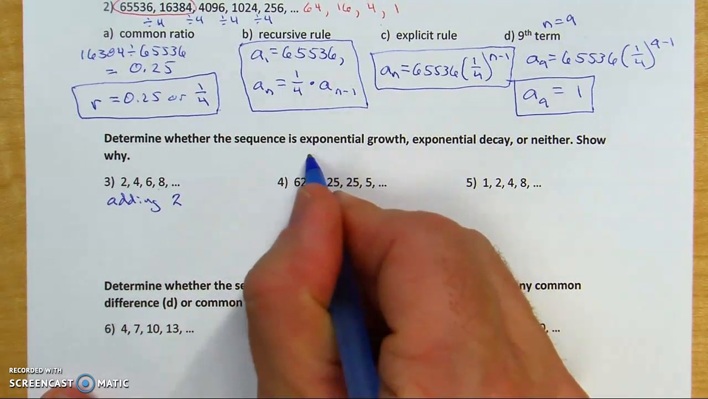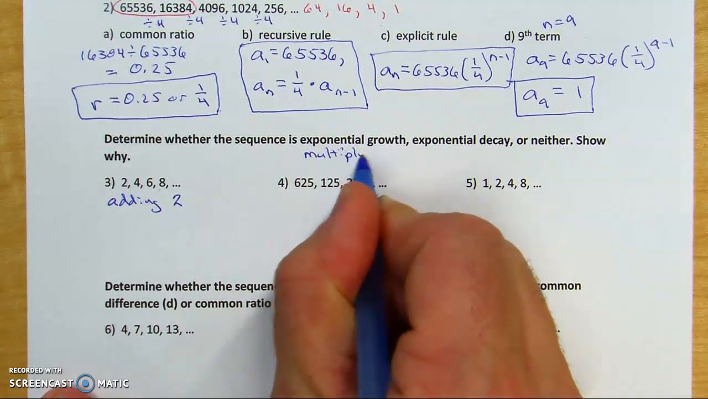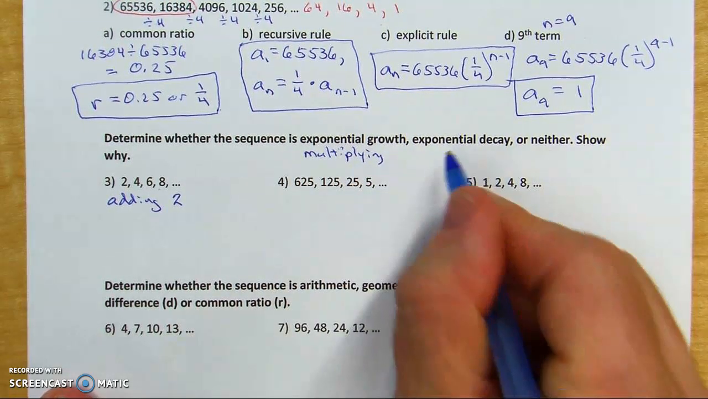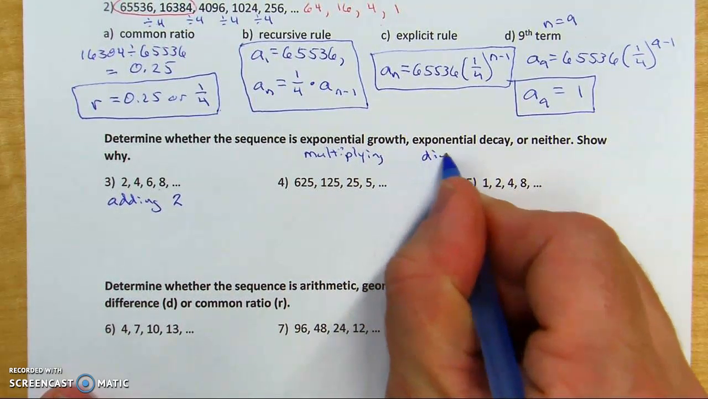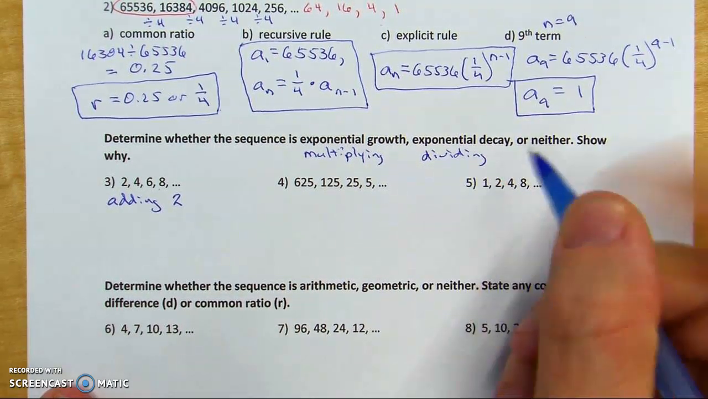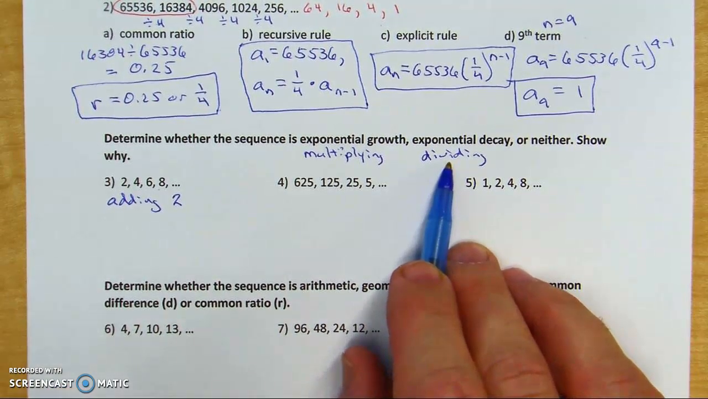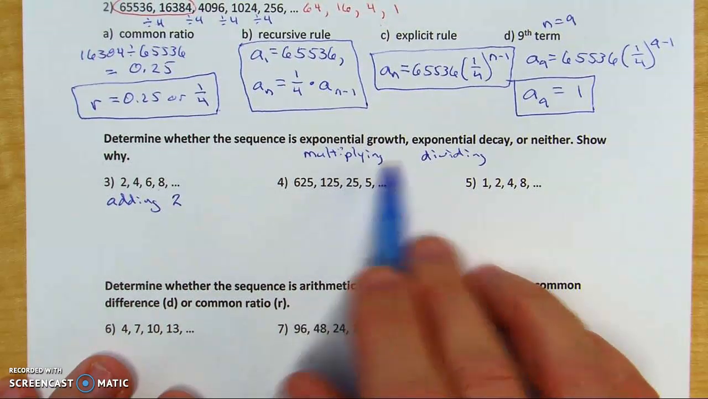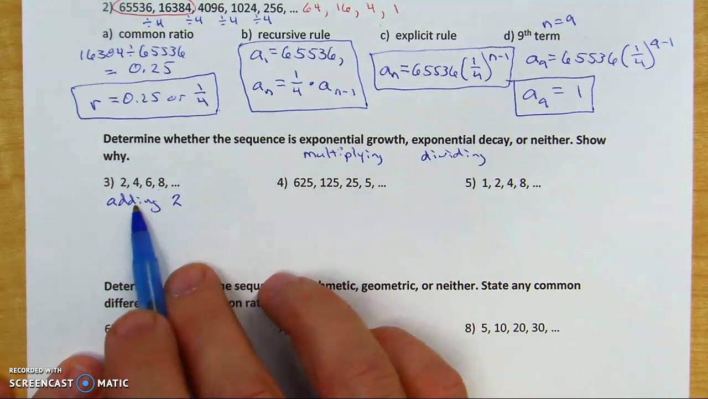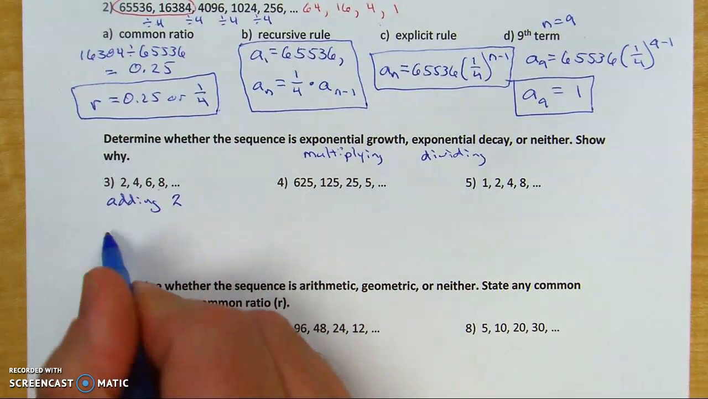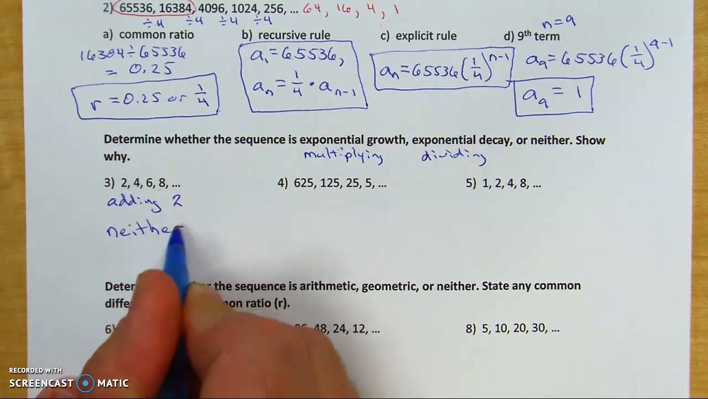But exponential growth will be multiplying by the same number. And then exponential decay, most people think of that as dividing. Technically, it could be multiplying or dividing as long as you're multiplying by a fraction. But we normally in class refer to this as multiplying and that's dividing. So this is neither of those. Yes, it's arithmetic, but that's not one of our choices. So this one is neither.